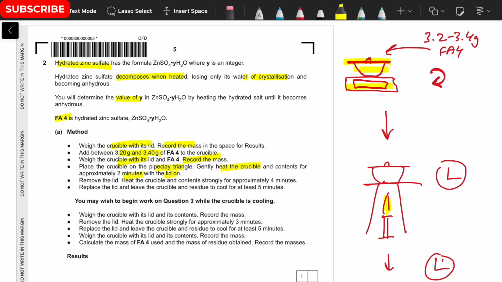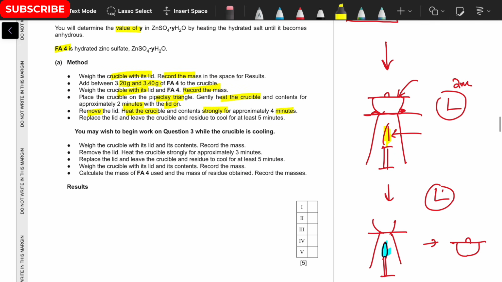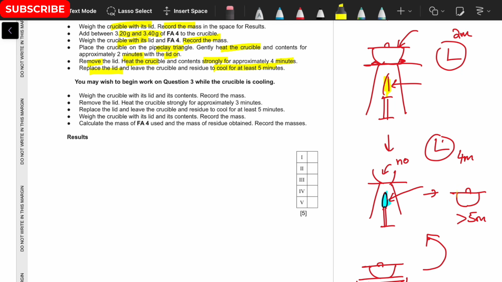Okay? So pipe clay triangle, like around here. And then we have our lid on. For 2 minutes, we're going to keep it on a low flame, so yellow or light blue flame in the Bunsen burner. Then it says we're going to remove the lid and then heat the crucible strongly for approximately 4 minutes. So we're going to switch to a blue flame, a roaring blue flame, which is much stronger. Keep it on there for 4 minutes. There will be no lid. Then it says replace the lid and leave it to cool for at least 5 minutes. So for 5 minutes or more, you keep it to cool with its lid on.